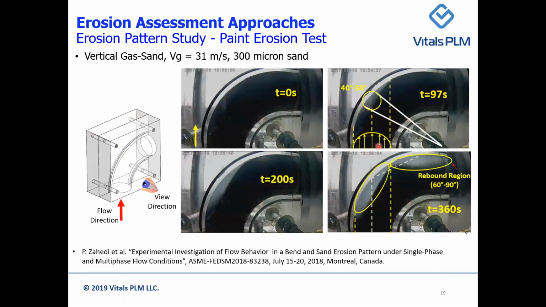If we consider the gas velocity profile in the straight section of the pipe, it can be concluded that particles moving at the center have the highest velocity, and these particles are impacting this region and cause maximum erosion between 40 to 50 degrees on the bend. And then after the first impact, particles rebound and hit this region between 60 to 90 degrees on the bend, and that's why we usually observe two eroded regions on elbows.